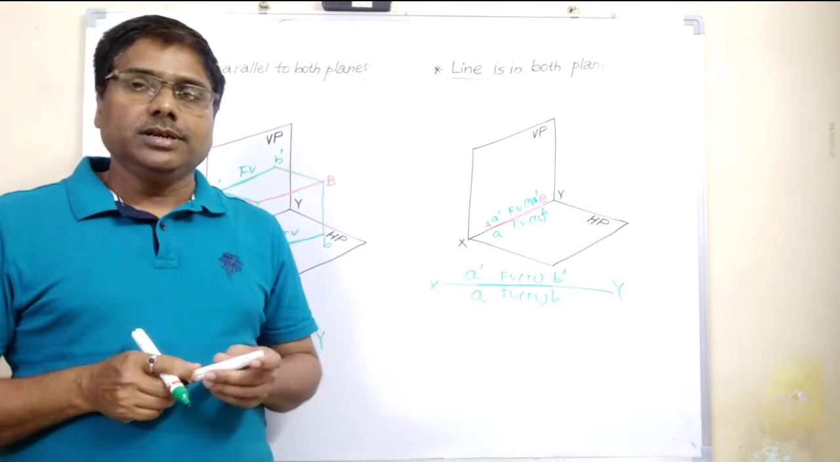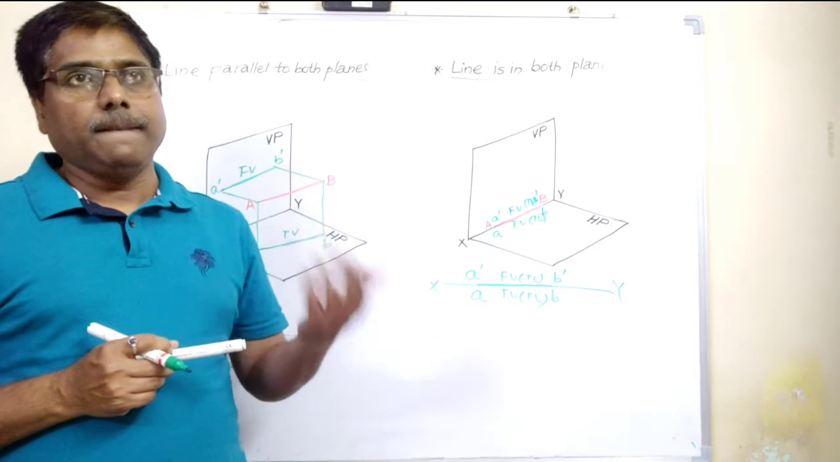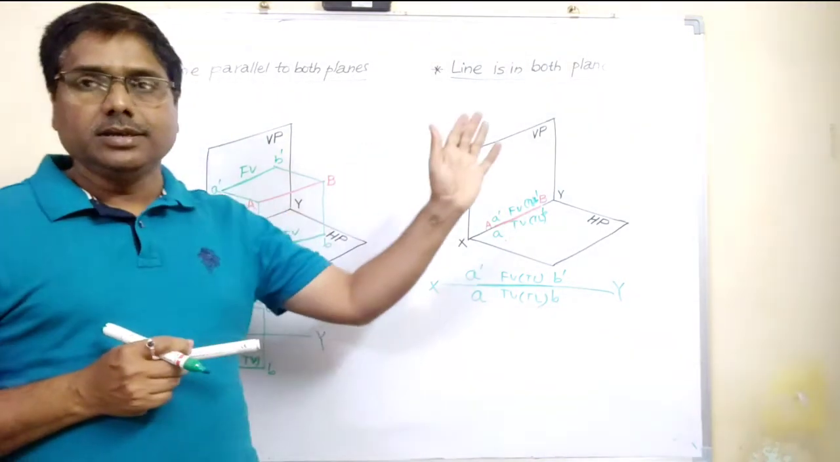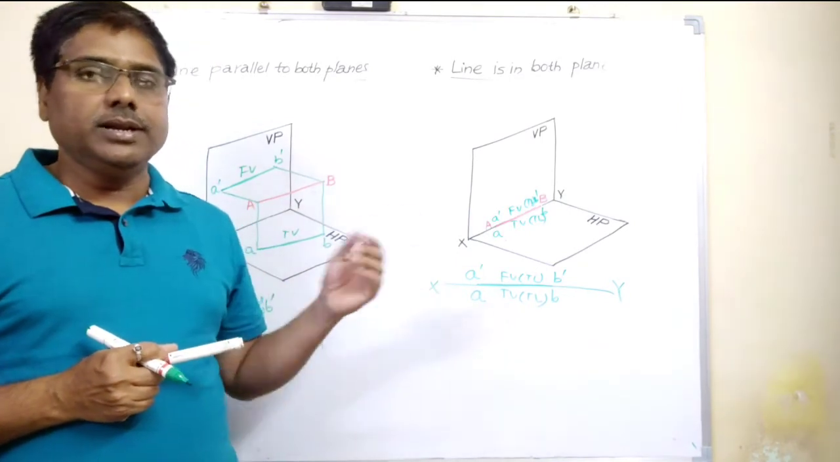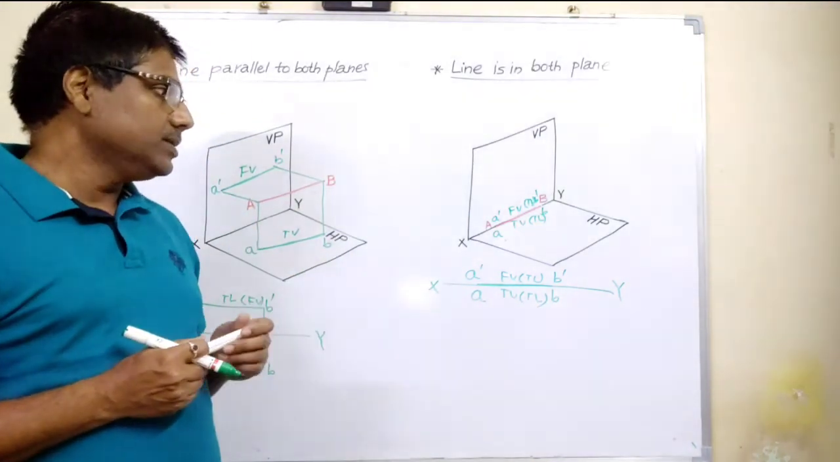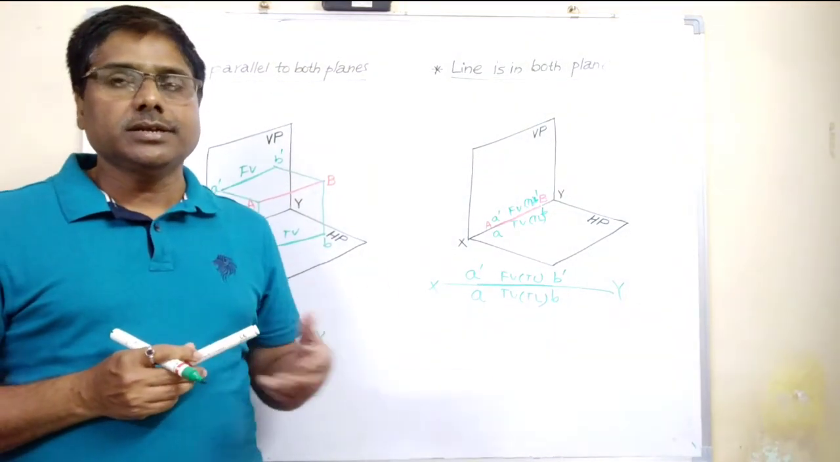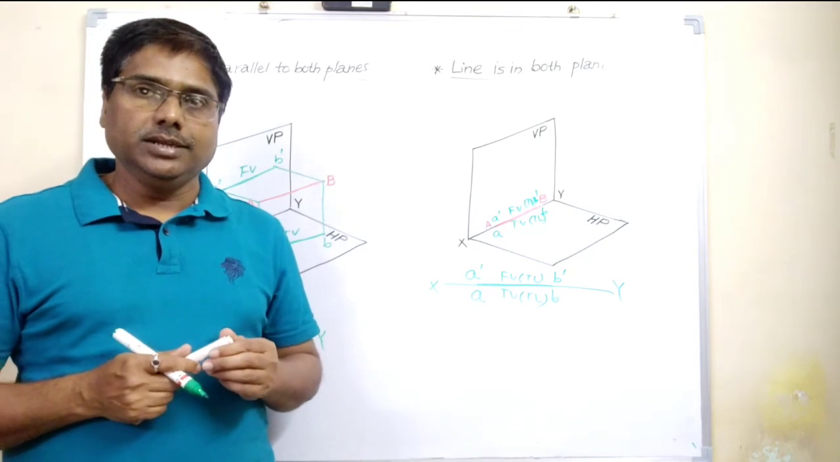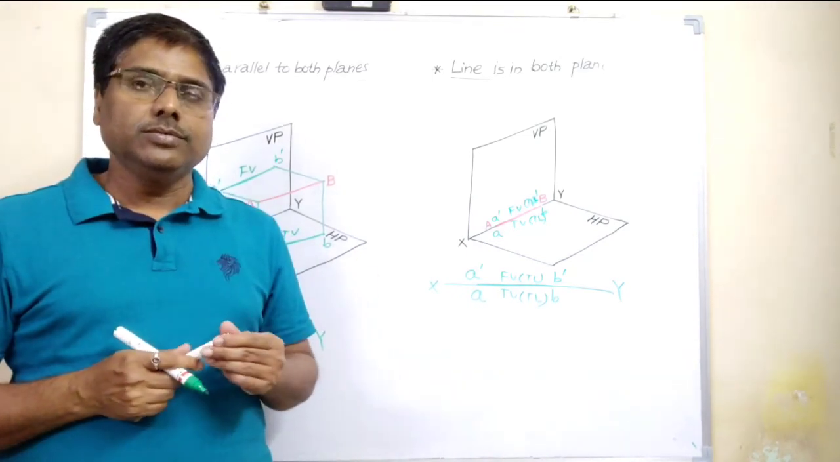Thanks for watching. In the next video, we will go for oblique lines by recalling knowledge of all the cases, that is line inclined to HP parallel to VP, line inclined to VP parallel to HP, line parallel to both planes, and so on. These prerequisites are required to study the oblique line projection, that is projection of line inclined to both the planes.